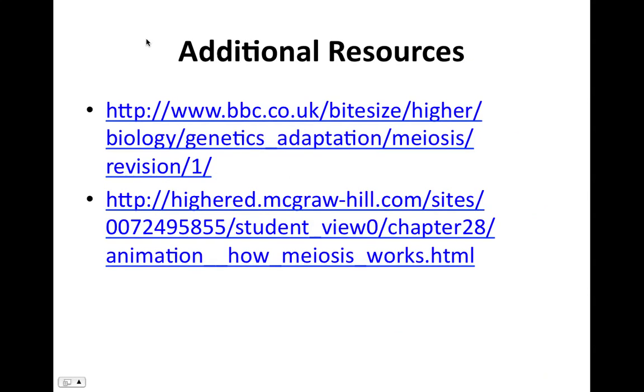Okay, let's look at some additional resources. Please go on the BBC Bitesize website and read through the information on there and look at the pictures on meiosis. And then there's a very good resource from McGraw-Hill, and although it goes into a bit more information than we really need at this stage, the animations on there are very good, and so is the commentary, so it's well worth a watch.